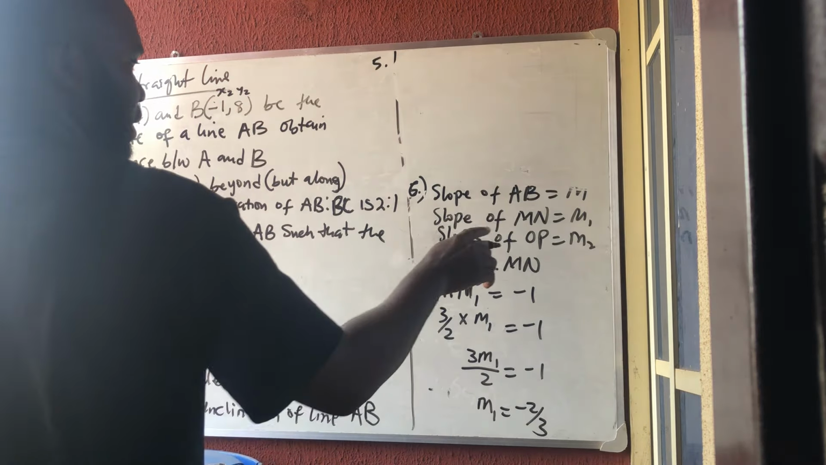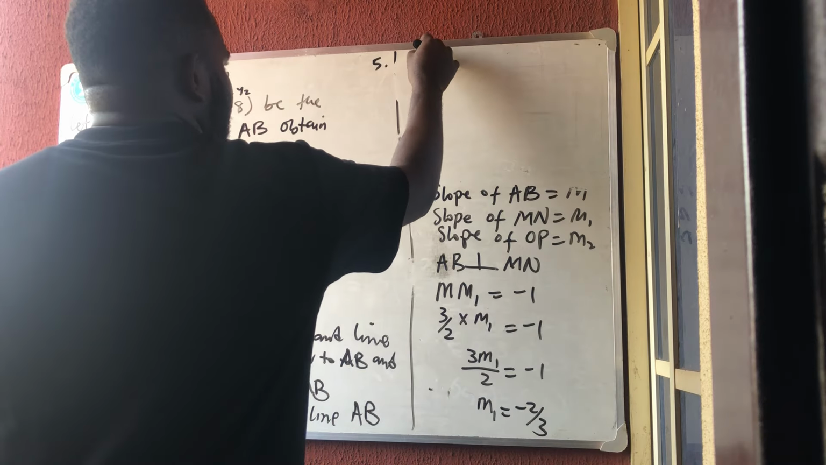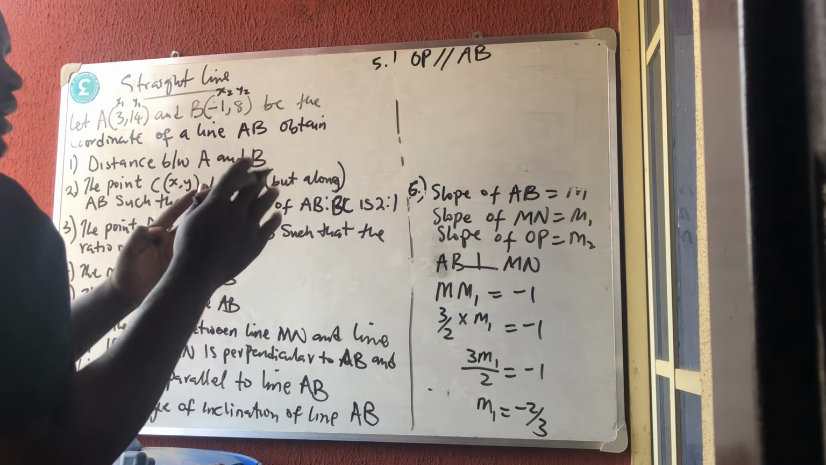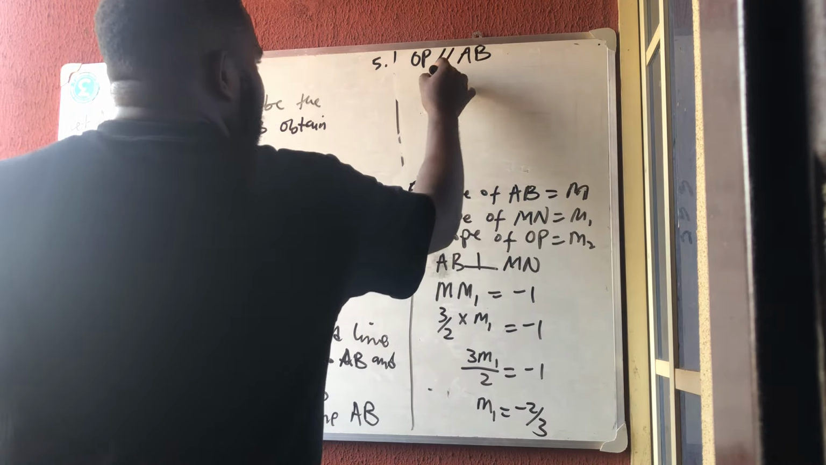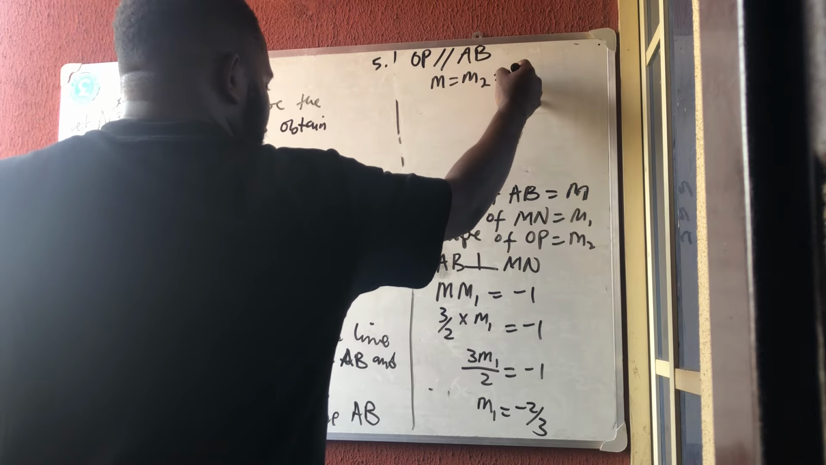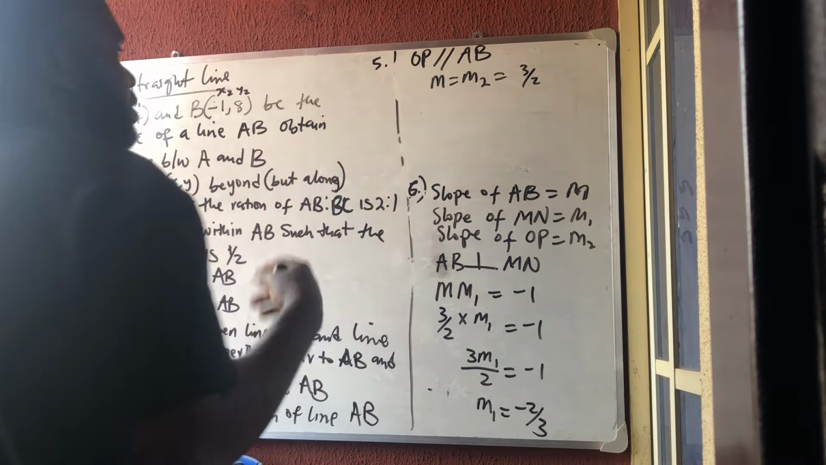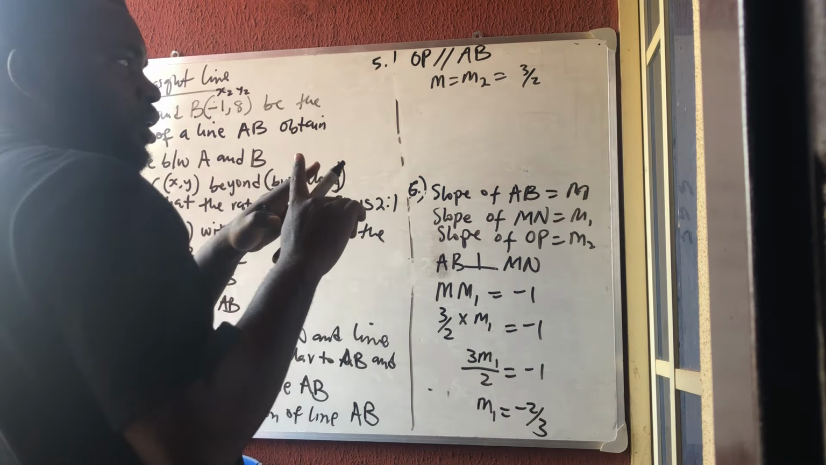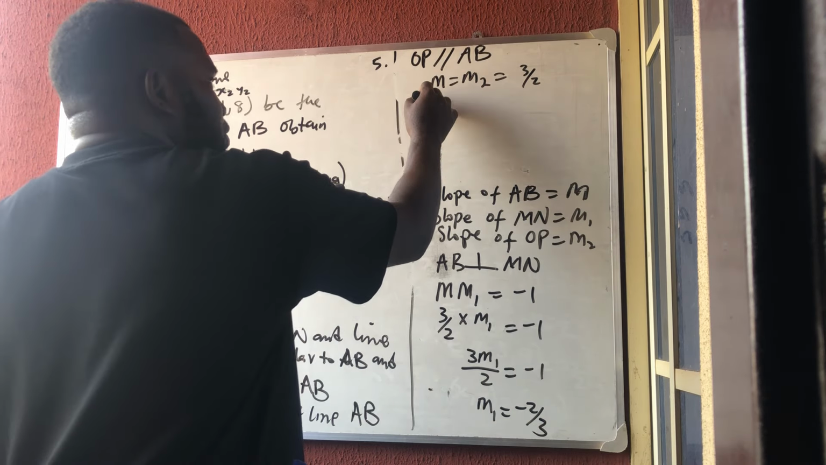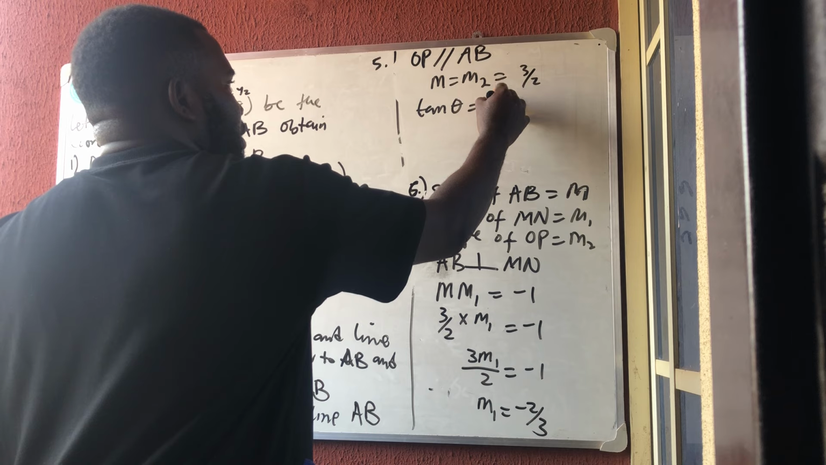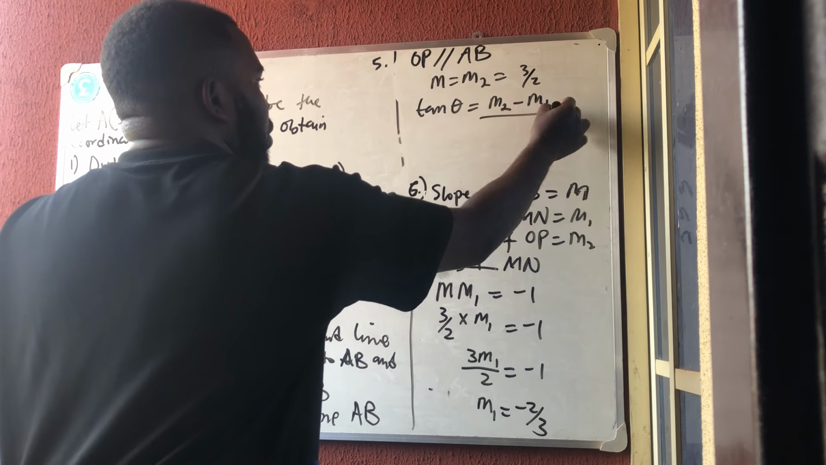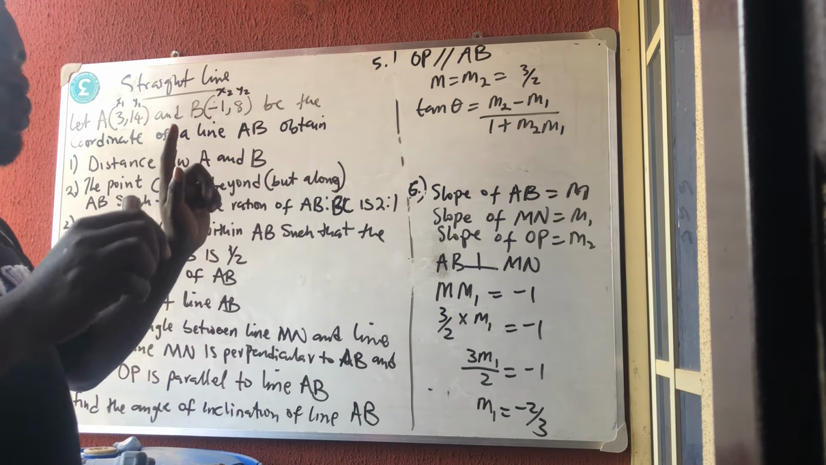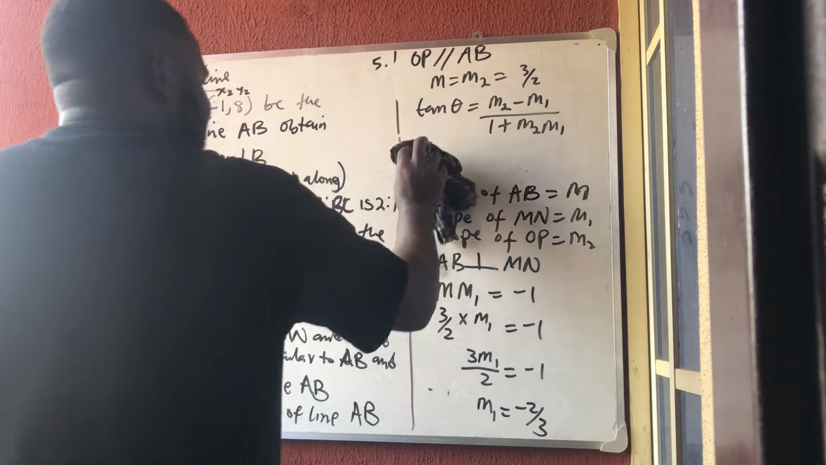So to get the slope of OP, if OP is parallel to AB, it means that their slopes are equal. I told you when two lines are parallel, their slopes are equal. So it means that M is equal to M2, which is equal to what? 3 over 2. So since I've gotten their slopes, I will remember a formula that said that to find the angle between two lines, I will use the tangent rule. We say that tan theta is equal to M2 minus M1 all over 1 plus M2 M1. Please don't forget, this one is for the angle between two lines.